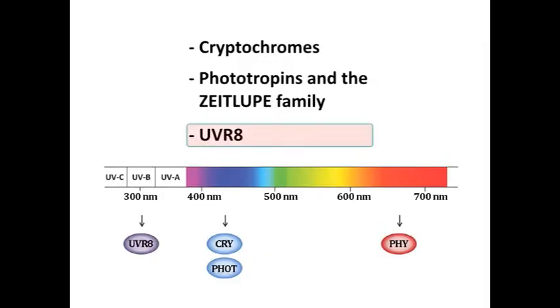The third group of blue light photoreceptors are the UVR8 photoreceptors. UVR8 photoreceptor is a homodimer that perceives UVB light, and upon activation by the light, the homodimer breaks down into monomers that interact with downstream targets.